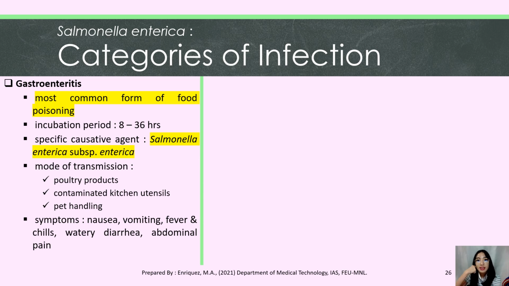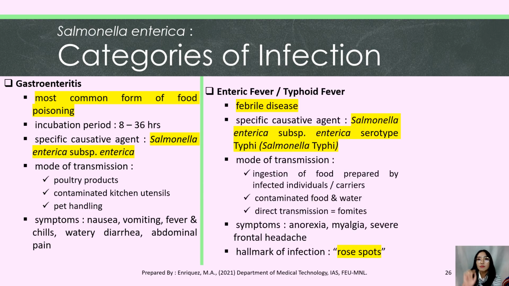Next naman po is enteric fever or the typhoid fever, which is caused specifically by Salmonella enterica, subspecies enterica, serotype typhi, or simply this is referred to as Salmonella typhi. So this is a febrile disease that can be acquired through any of the following ways listed here: ingestion of food prepared by infected individuals, also contaminated food and water, and direct transmission, or otherwise known as fomites.